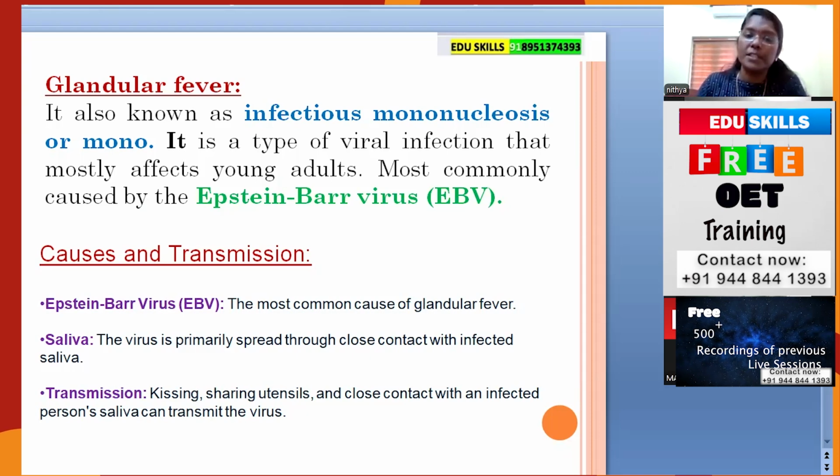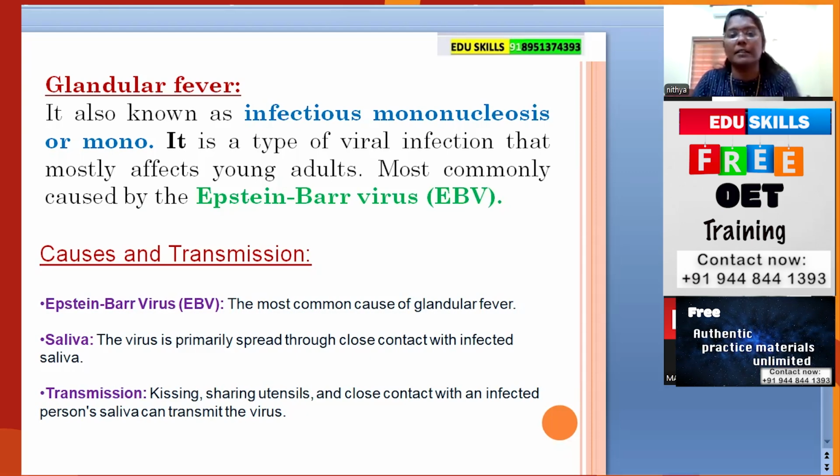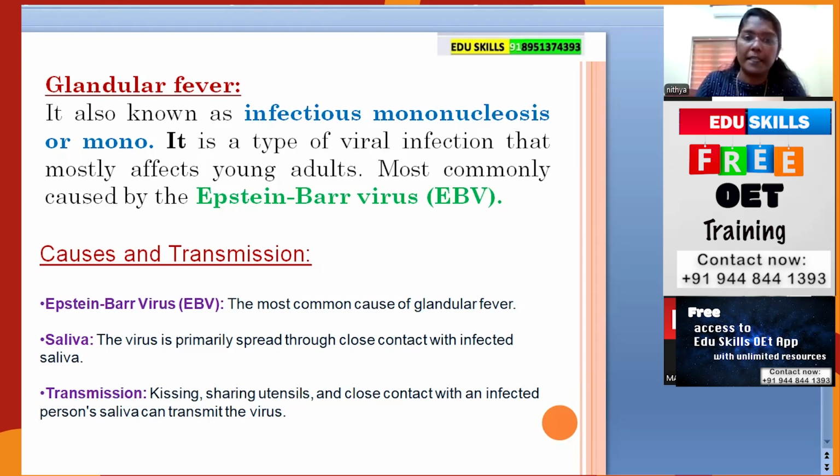So for the overview, I prepared this slide for you. So I am reading what is glandular fever. It is also known as infectious mononucleosis or mono. It is a type of viral infection that mostly affects young adults, most commonly caused by Epstein-Barr virus, that is EBV. Then causes and transmission. Epstein-Barr virus or EBV is the most common cause of glandular fever. Saliva. The virus is primarily spread through close contact with infected saliva. Transmission: kissing, sharing utensils, and close contact with an infected person. Saliva can transmit the virus.